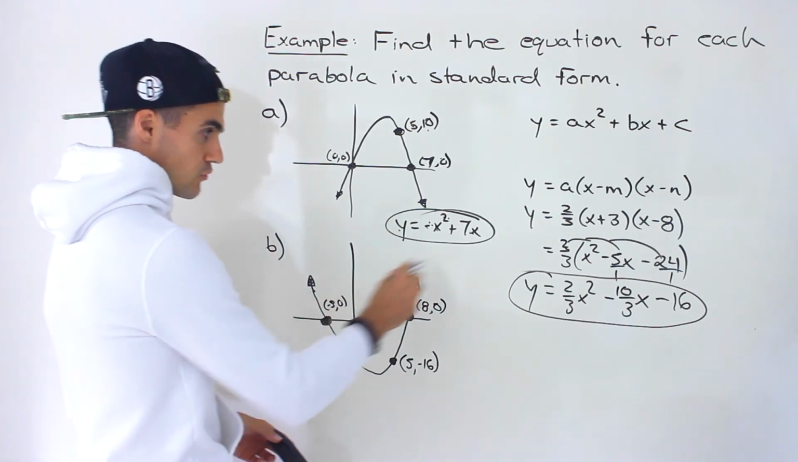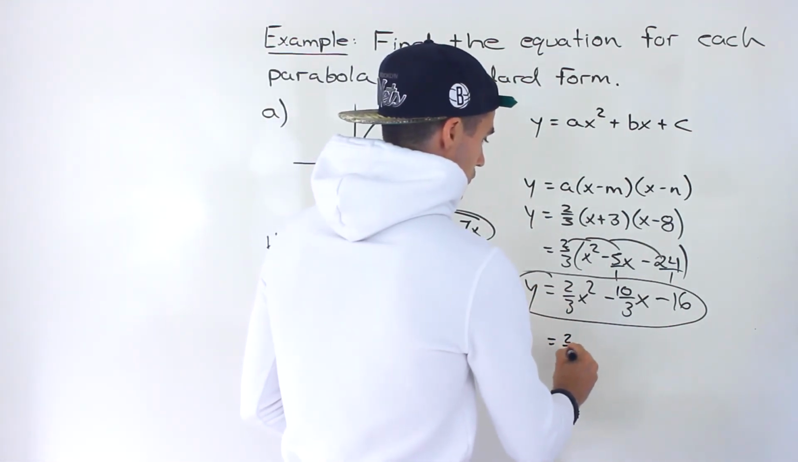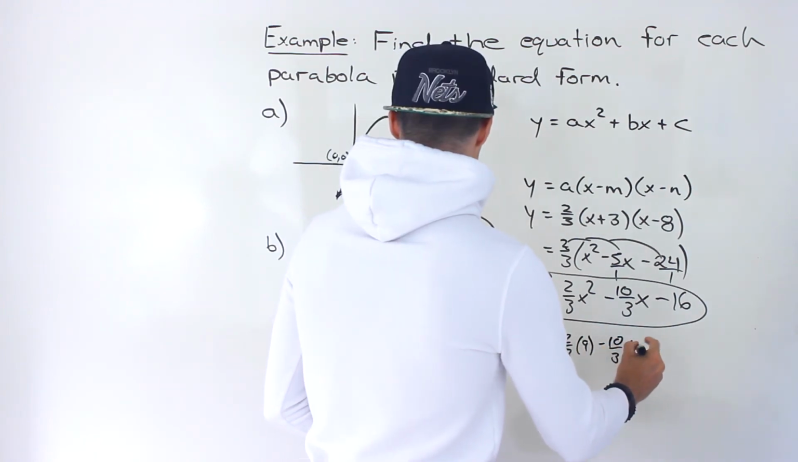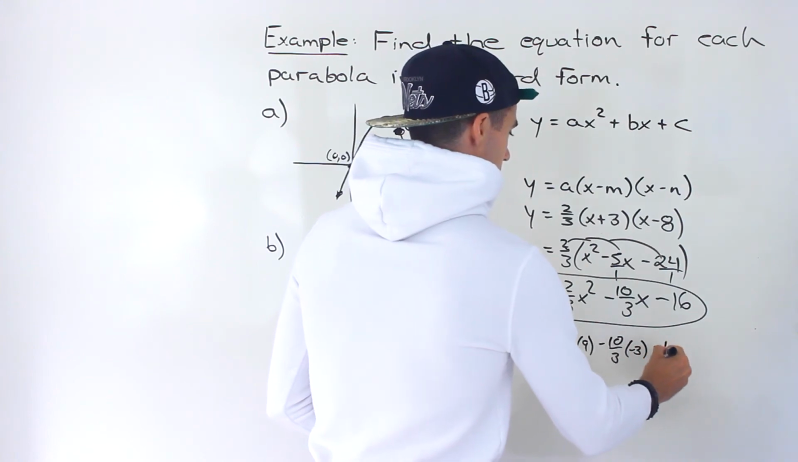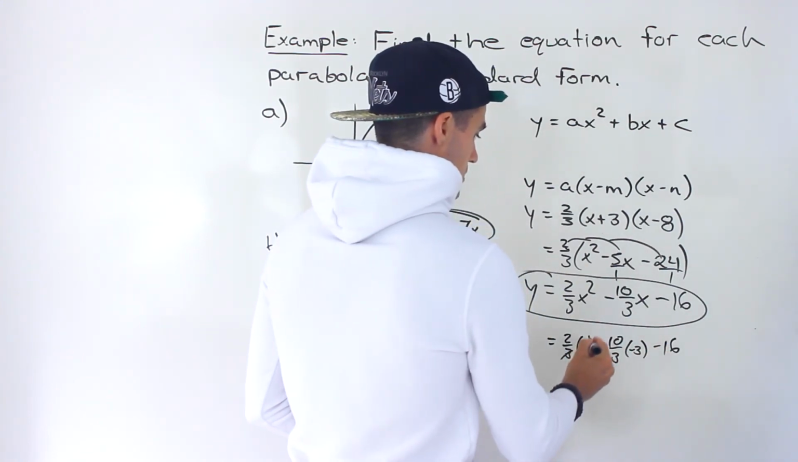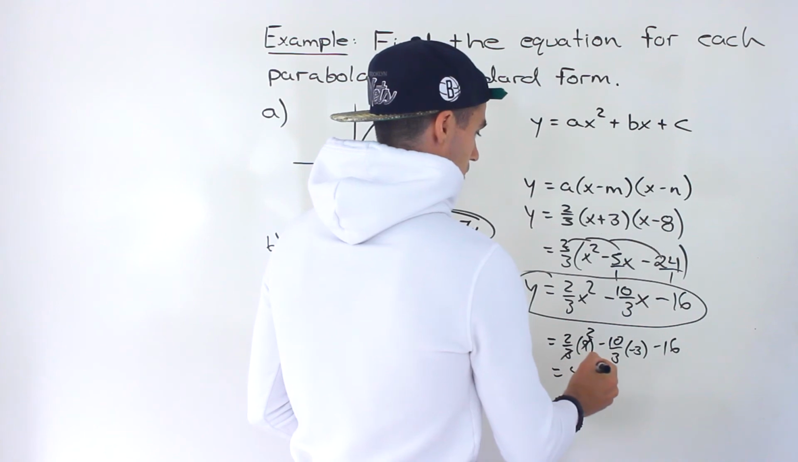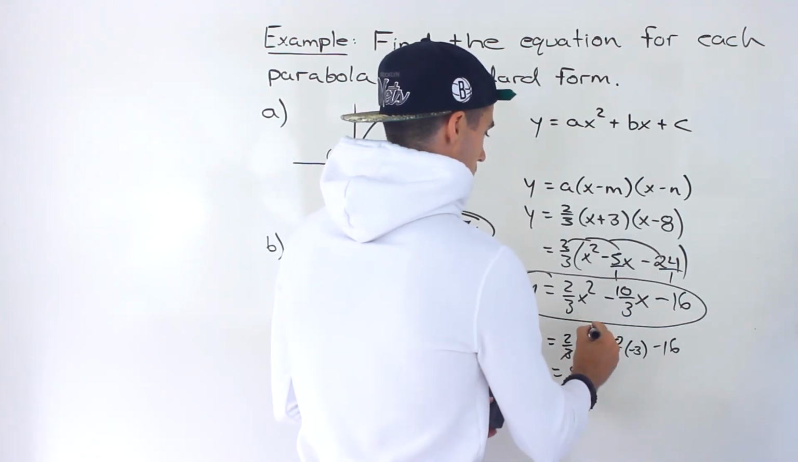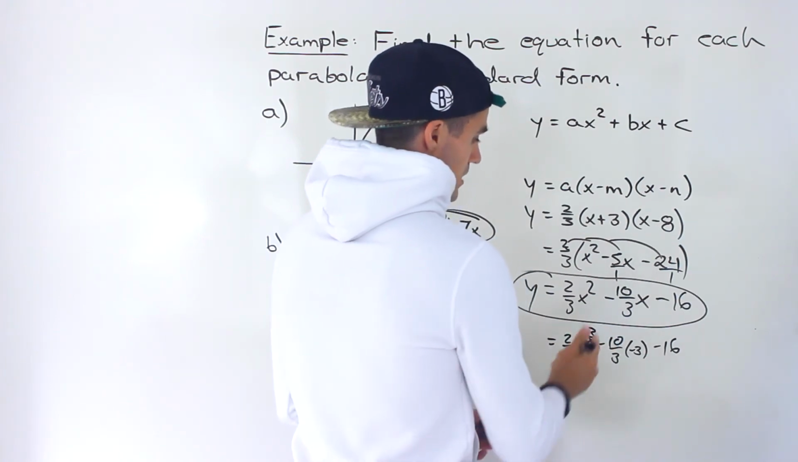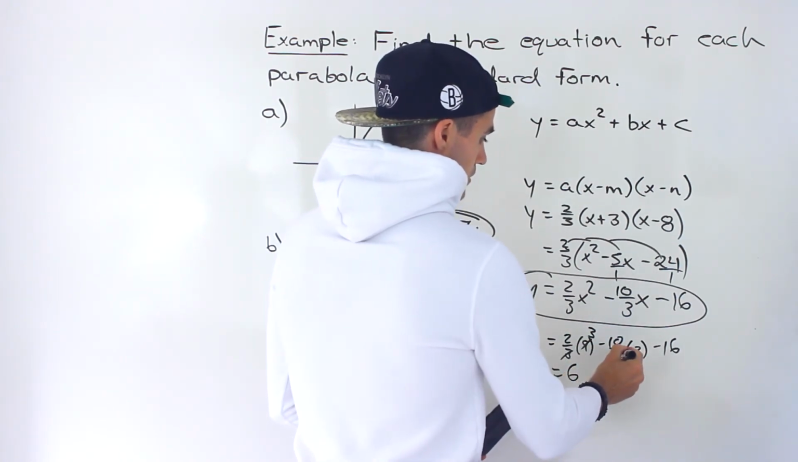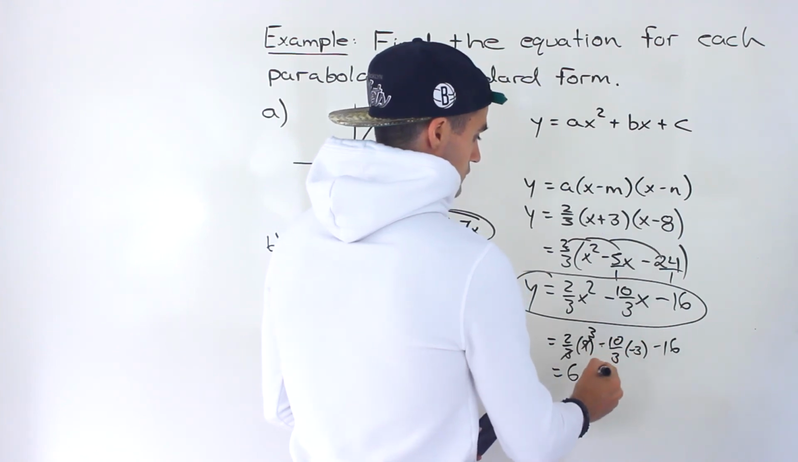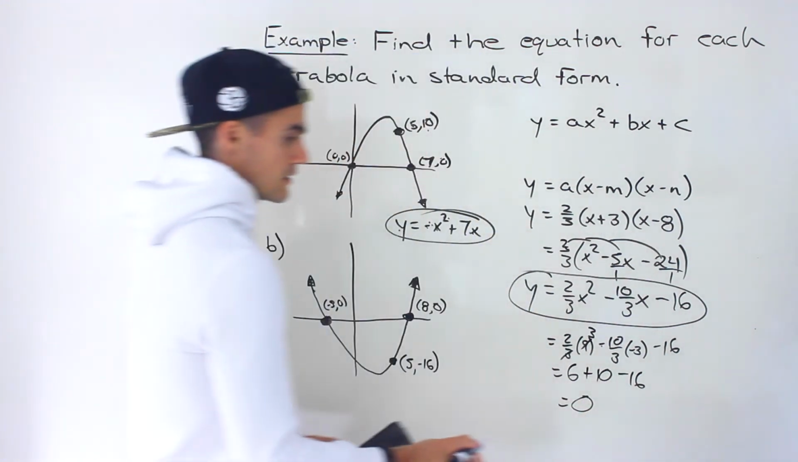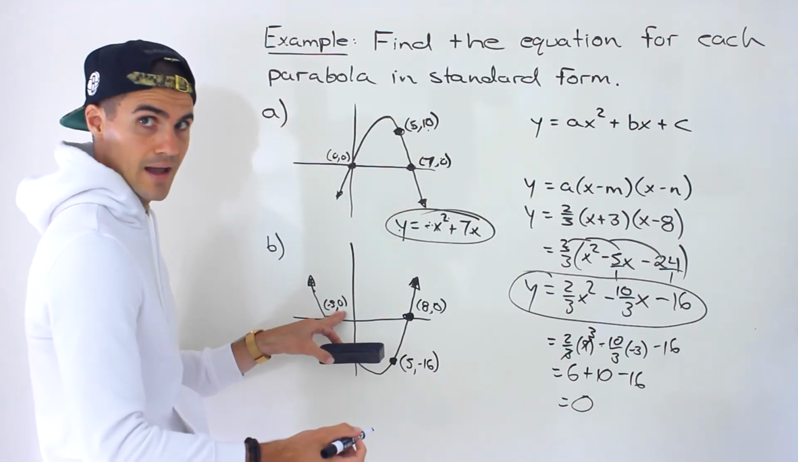So if we plug in -3 for x, we'd end up with 2 over 3 times -3 squared is 9, minus 10 over 3 times -3, minus 16. Let's see what we get here. Or sorry, this should be 3. 2 over 3 times 9 is 6. These 3's cancel out. Then we have a negative turning into a positive. That'd be 10. Then we got -16. Notice that we do get a corresponding y value of 0 as expected.